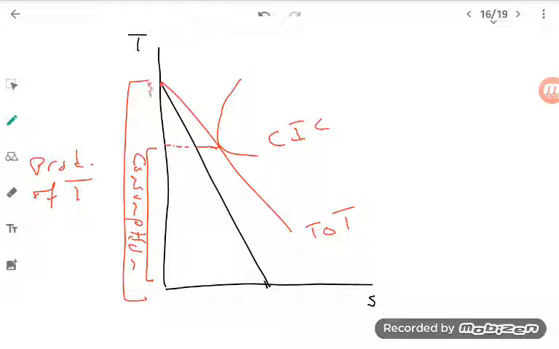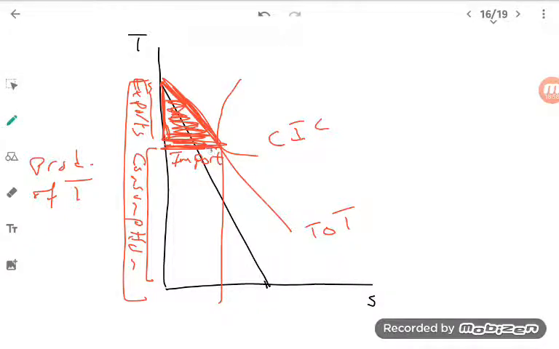The rest will be exports of textile. What about soybeans? They are going to consume this quantity of soybeans, but they are not going to produce soybeans. So this is import of soybeans, and this is exports of textile, and this is the TOT. So this is the triangle of trade. Sides: import, export, and TOT. Okay, once again.